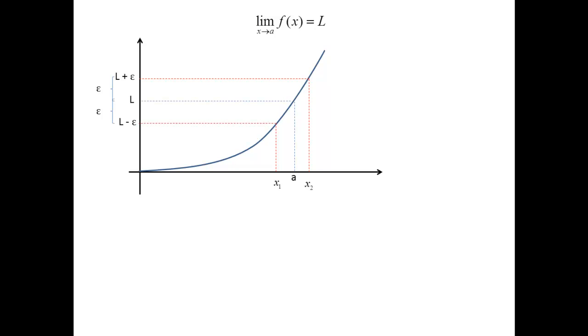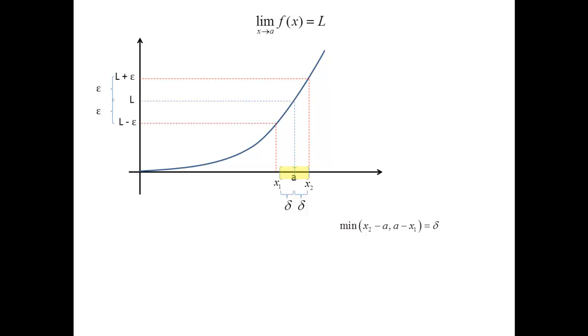Now let's consider the distance from x2 to a and from x1 to a. And let's take the minimum of those two distances. Whatever the smaller of those two distances is, we'll call that delta, so that we create a delta neighborhood. So here you see we have a delta neighborhood.